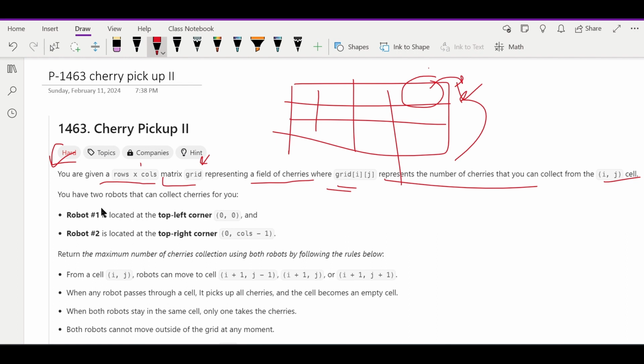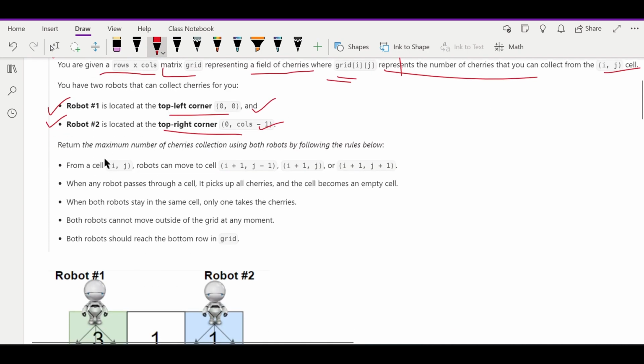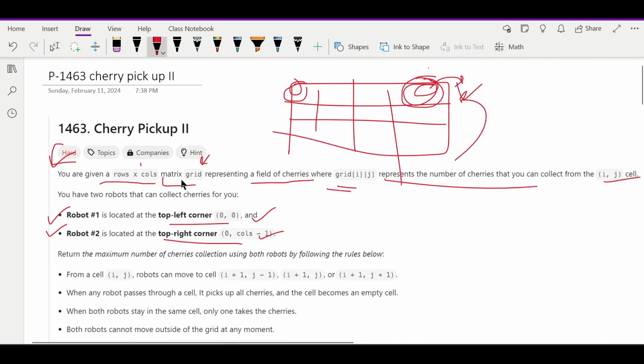You have two robots that can collect your cherries, robot 1 and robot 2, located at the top left corner and top right corner, right? So here and here. Top left corner would be this and top right corner would be this, and the coordinates are also given. What you have to do is return the maximum number of cherries collected using both robots by following the rules. Both robots will move in some manner and keep on collecting the cherries. As they are already present on the top left corner and the top right corner of the grid, you have to consider these cherries.